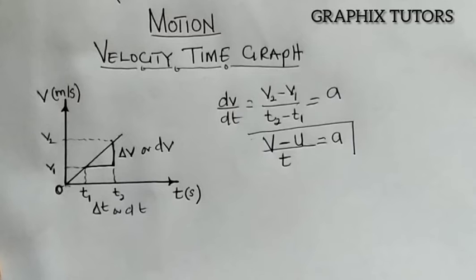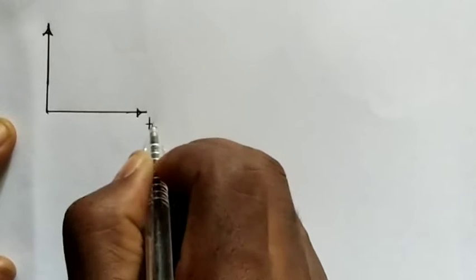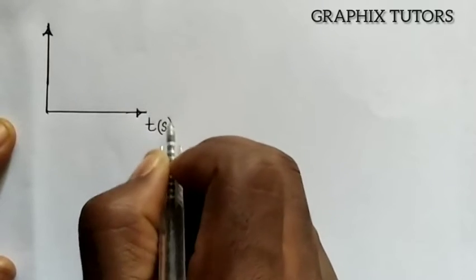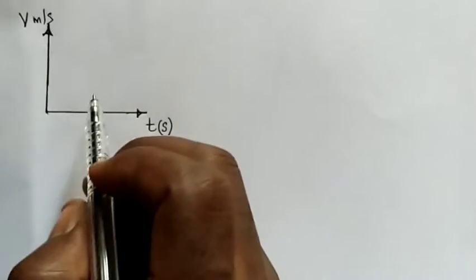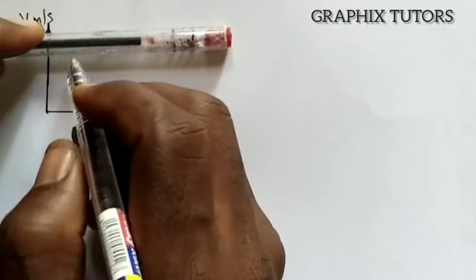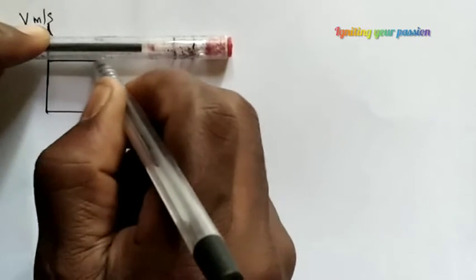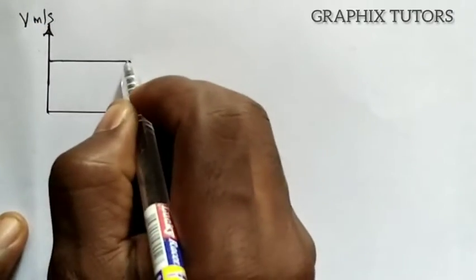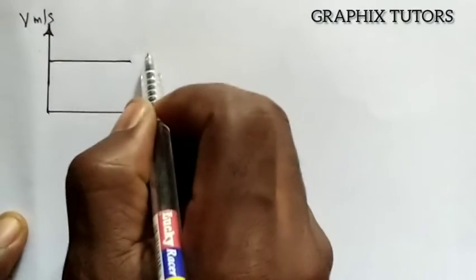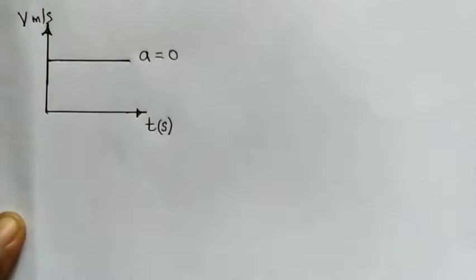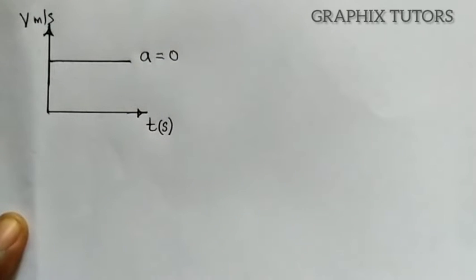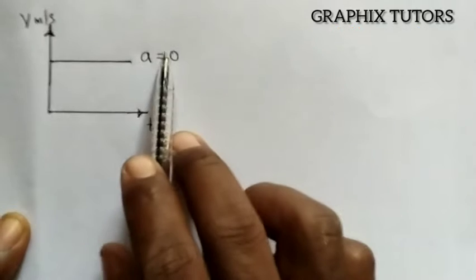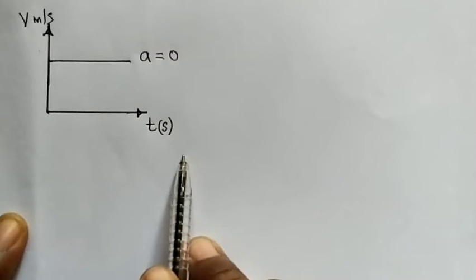Now another thing you need to understand about your velocity time graph is this. We know this is our T, whose unit is in seconds. And we know this is our V, which is in meter per seconds. Now if you see a line coming this way, constant, you say velocity is constant. Right? In this case, our acceleration is equal to 0. When it's a straight line like this, you say velocity is constant. So acceleration is 0. Is that taken?